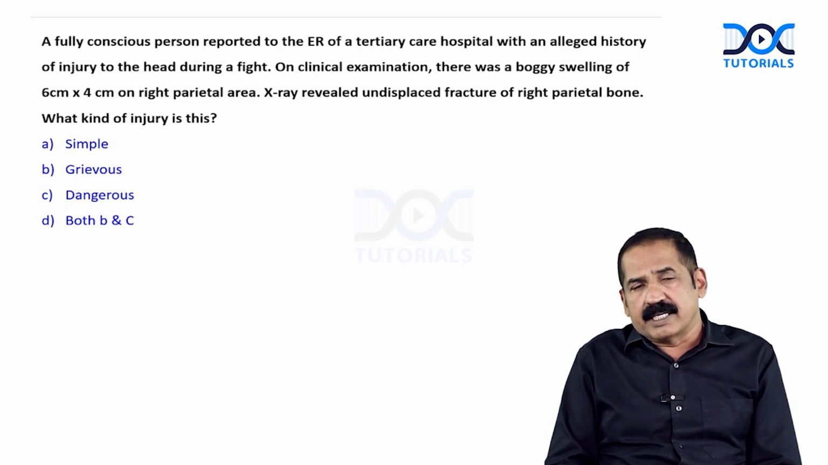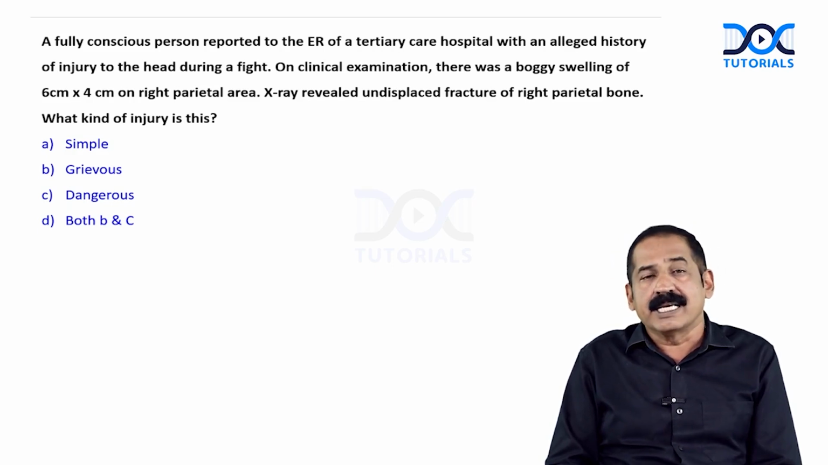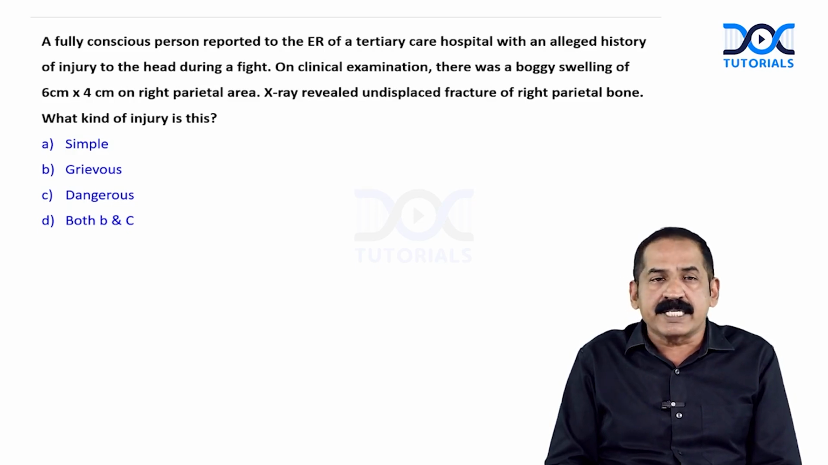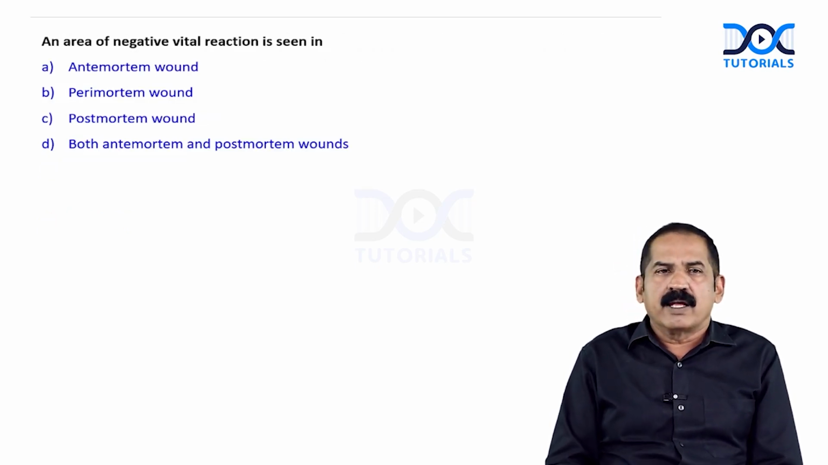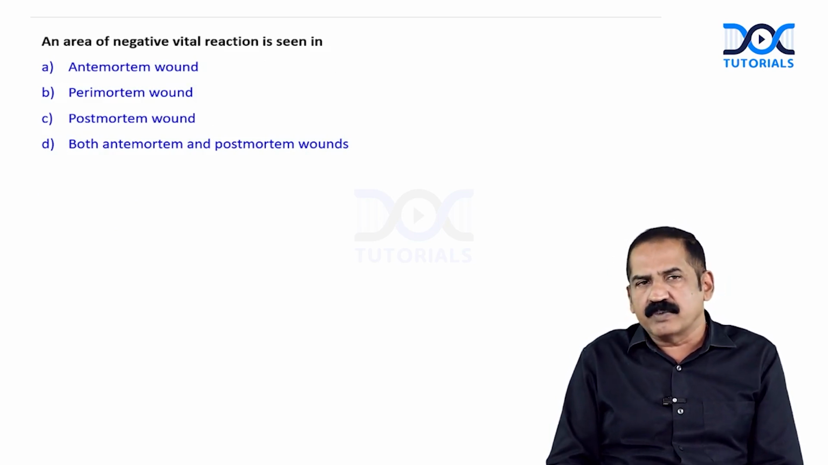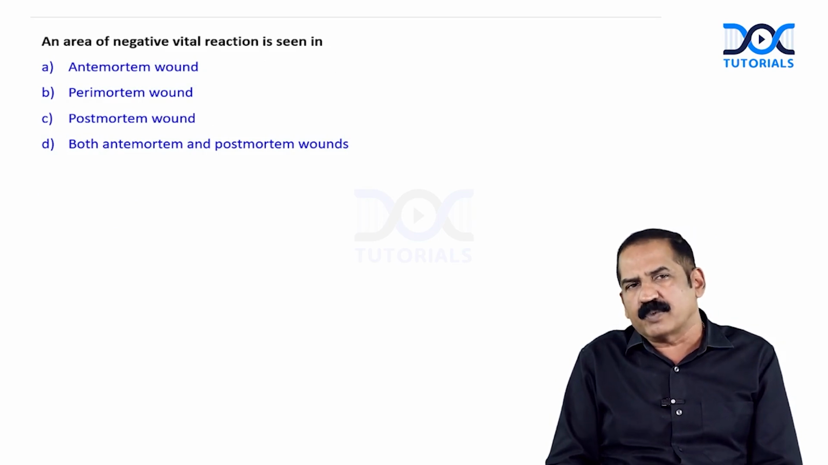It is definitely grievous hurt because there is fracture. But it is not a dangerous injury because it does not pose immediate danger to the life. So answer is grievous. An area of negative vital reaction is seen in antemortem wound, postmortem wound, perimortem wound, or both antemortem and postmortem wound.